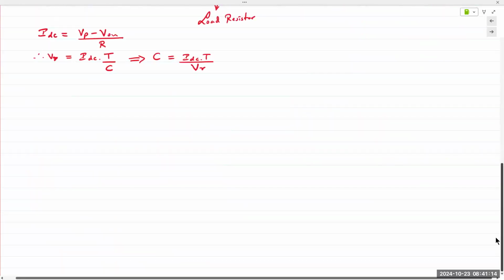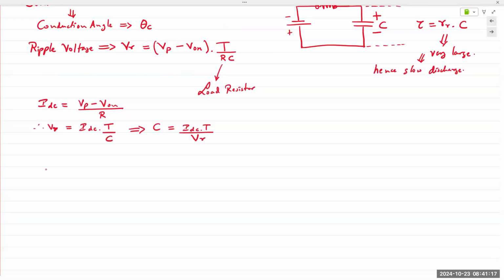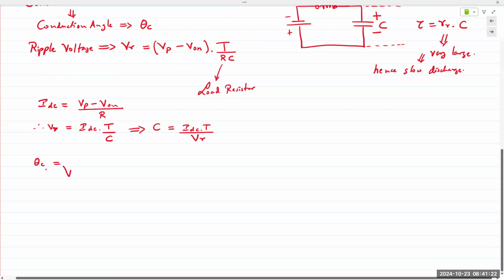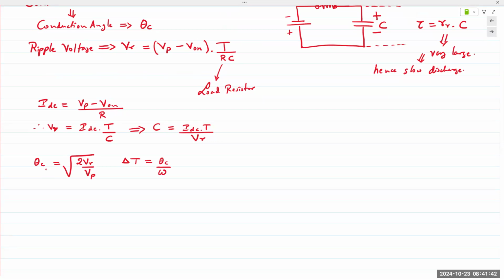Okay. All right. So we were talking about conduction angle. That can be given by this equation, the root of 2VR over VP, and then delta T, of course, can be written as the conduction angle over omega, 2 pi F. And then the last specification is the peak inverse voltage, or the peak reverse voltage. And that is the spec of the diode.